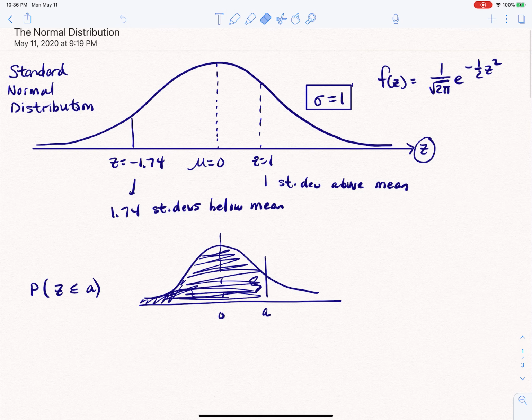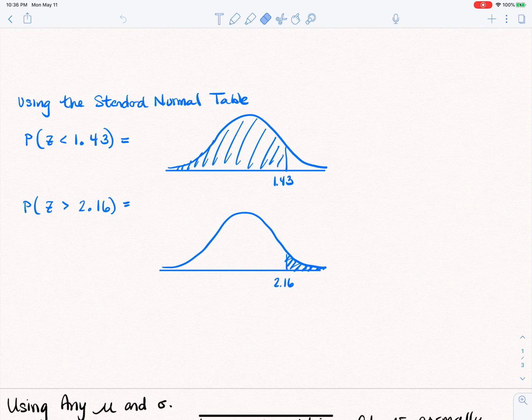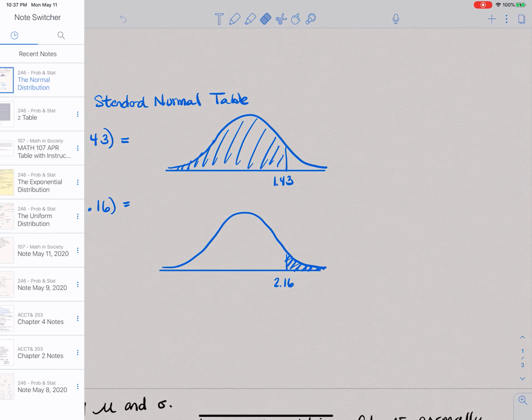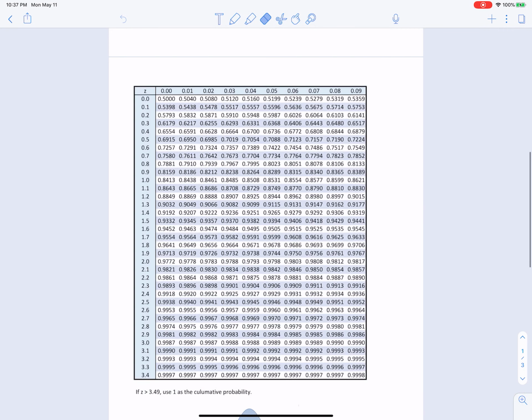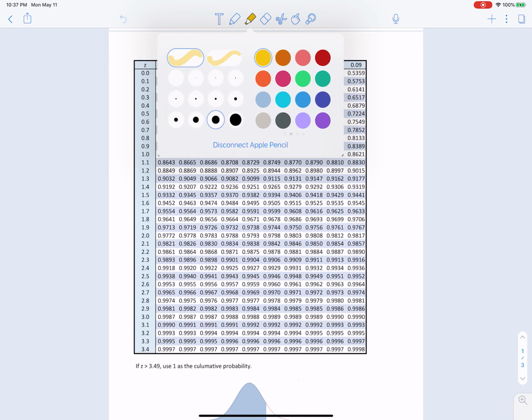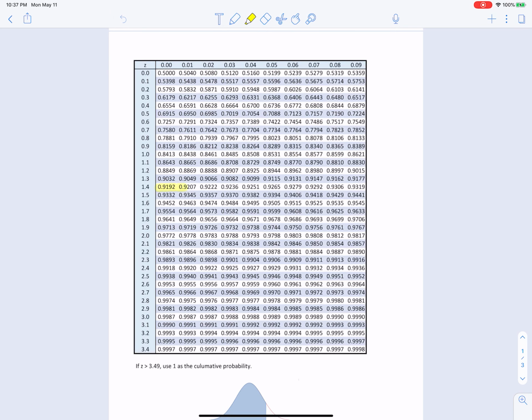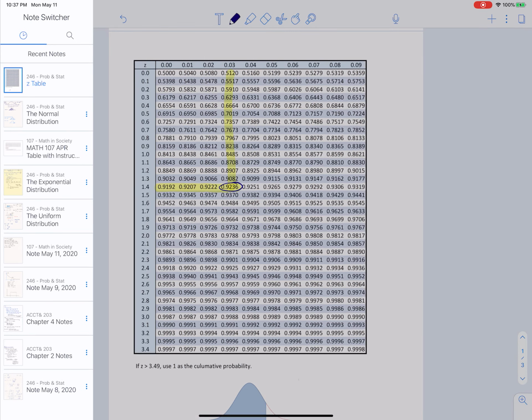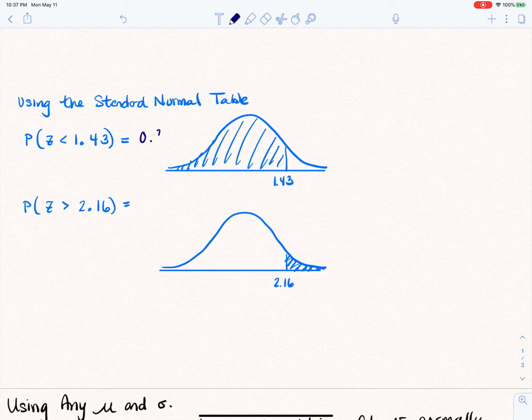Let's look at a couple examples. So let's say in the first one that we want the probability that z is less than 1.43. So since the table gives us cumulative values up to a z-score, this is right up that table's alley. We're going to go to this table and we're going to look for 1.43. So looking at the 1.4 row and the 0.03 column, it looks like that probability is 0.9236, which means the area under that curve is 0.9236. So I'm just going to write that in here. 0.9236, there we have it.